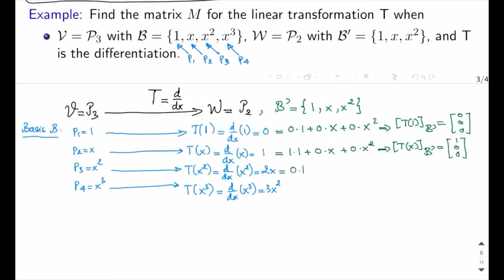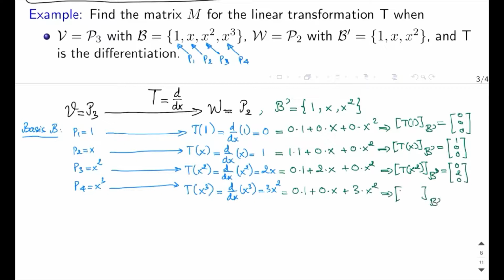This is going to be 0 times 1 plus 2 times x plus 0 times x squared. So with respect to B prime, T of x squared is going to be the column vector 0, 2, 0. And similarly, this is going to be 0 times 1 plus 0 times x plus 3 times x squared. So with respect to B prime, T of x cubed, the last vector, would look like 0, 0, 3.